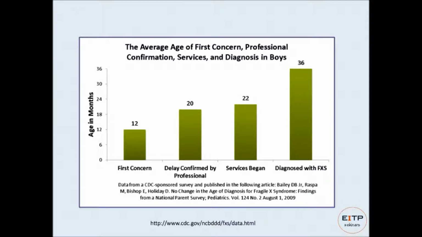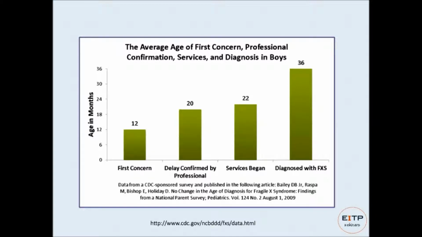So on average, parents first become concerned about their child's development around 12 months. And then typically by the time they get an evaluation and the delays are confirmed, on average this has happened in about 20 months. And as you can imagine, there's a bit of a delay until services start, around 22 months. And the diagnosis of Fragile X, on average, is happening around 36 months.